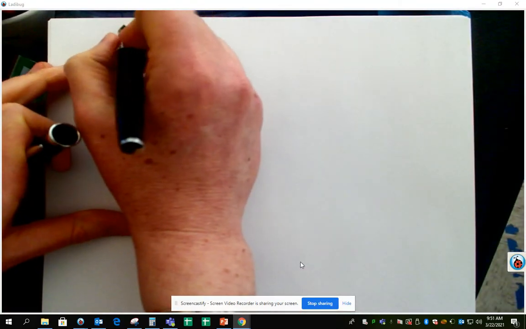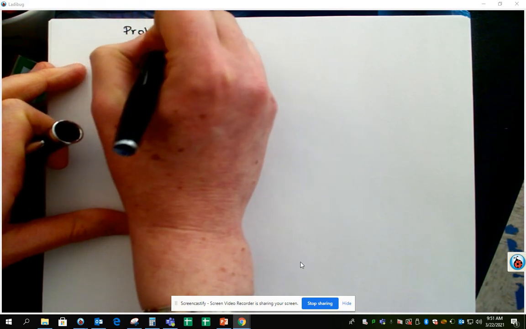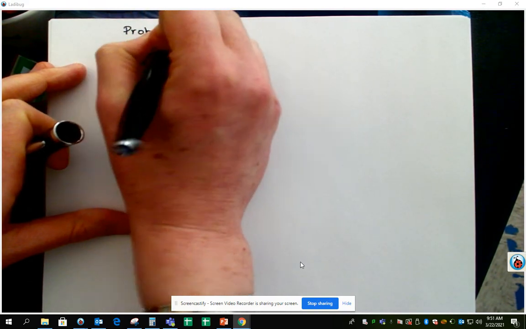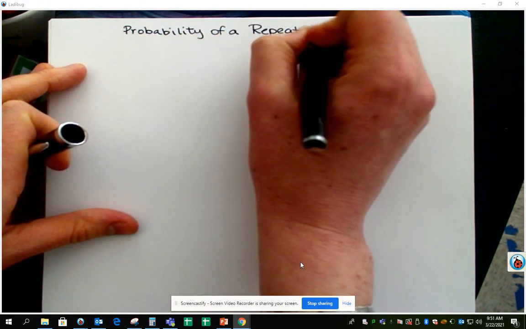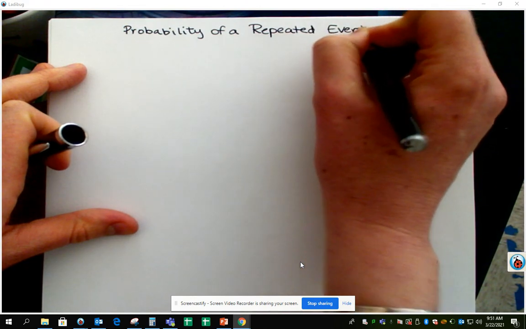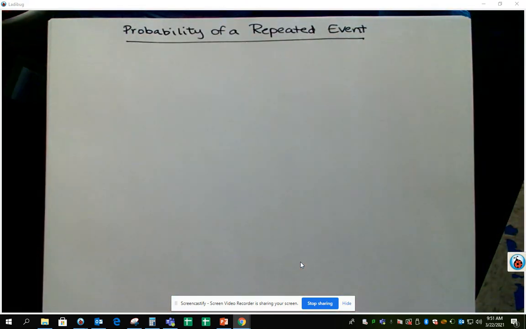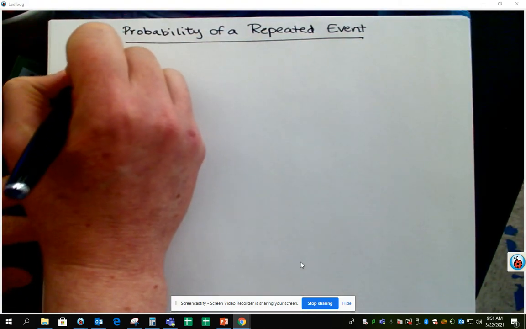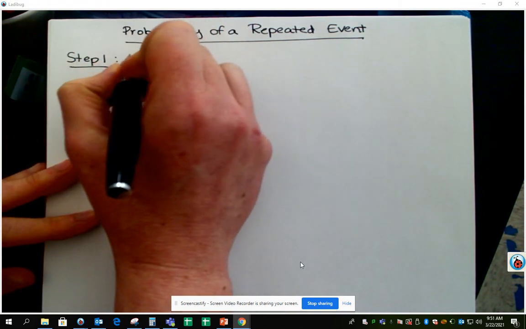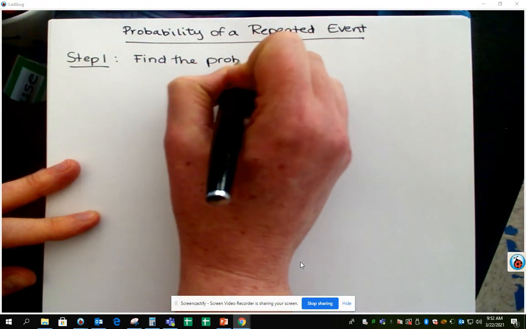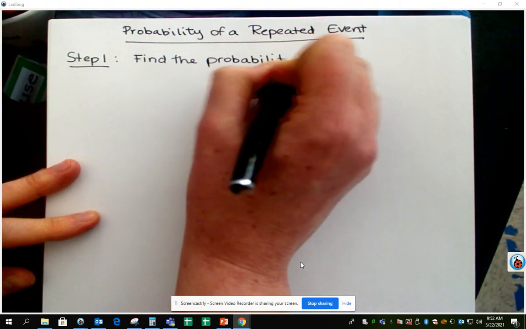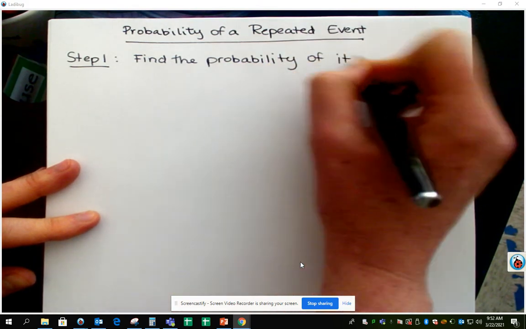Welcome back, guys. Today we're going to do the probability of a repeated event. Before, we did a simple event, just one outcome. Now we're talking about this outcome happening more than once. So for these, step one is going to be to find the probability of it happening once, like we did before.